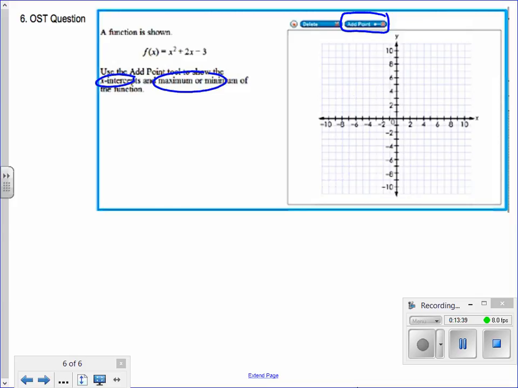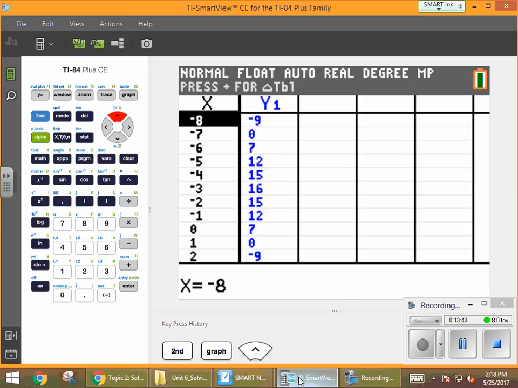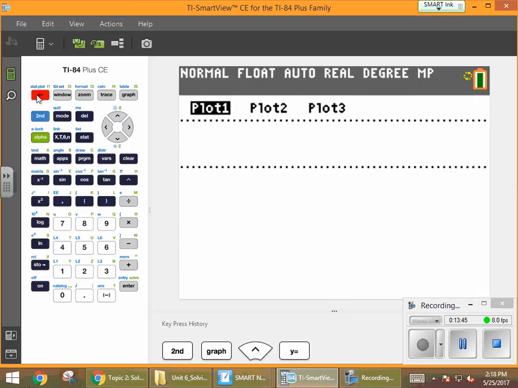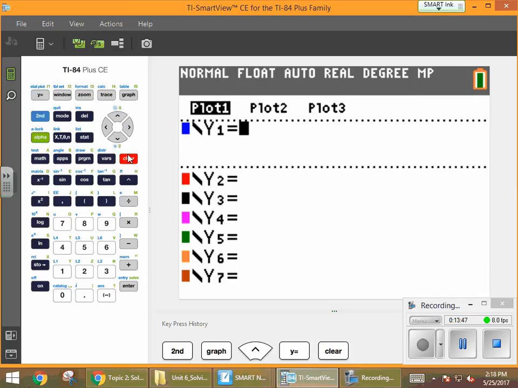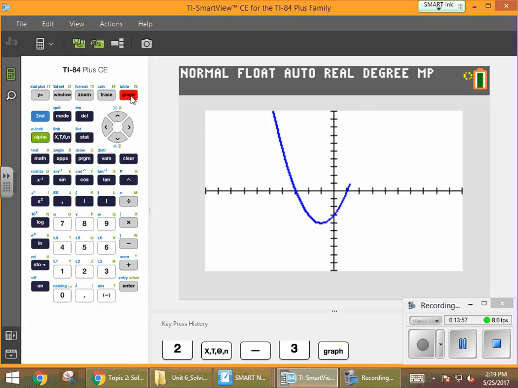So what I would do to start this is to graph this equation on my calculator. So when I pull out my calculator, I'm going to type in x² plus 2x minus 3. When I hit graph, I should be able to see a nice quadratic. Now from my graph, I can estimate where the x-intercepts and the vertex are.